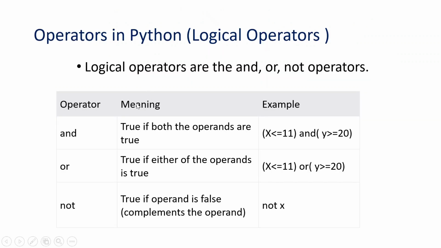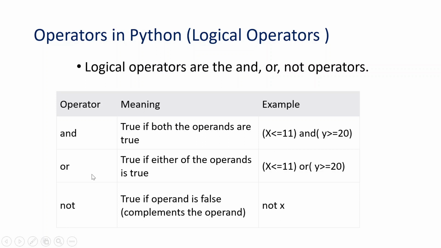Logical operators: and, or, not. These are the logical operators. They are again used for checking conditions. And returns true if both the operands are true. If both conditions are true, then it gives the output true. Suppose I take x less than or equal to 11 and y greater than or equal to 20, then only it will return true, otherwise it will return false.